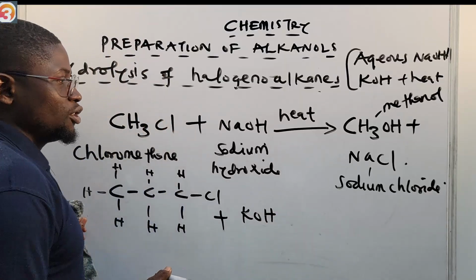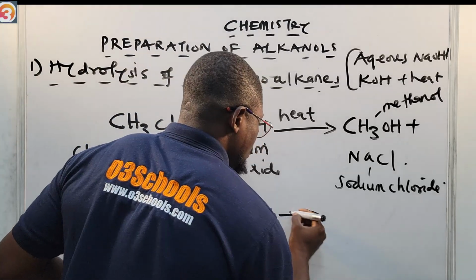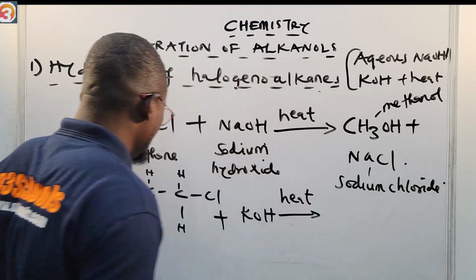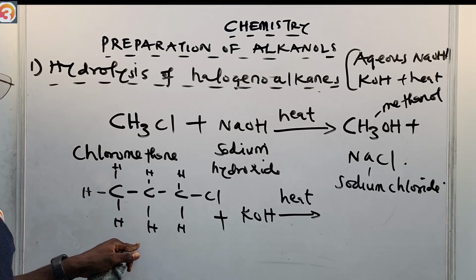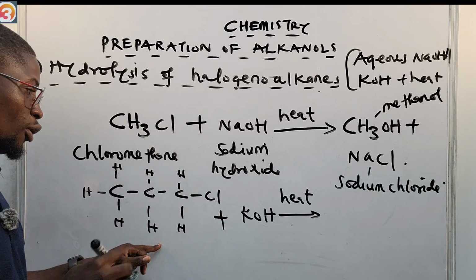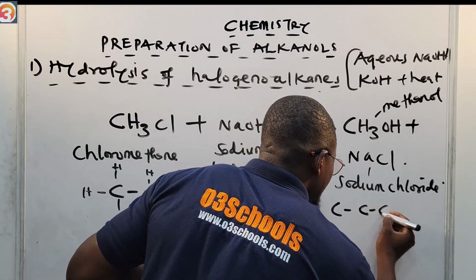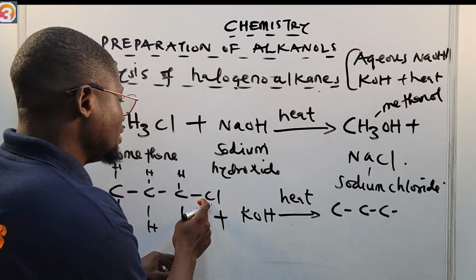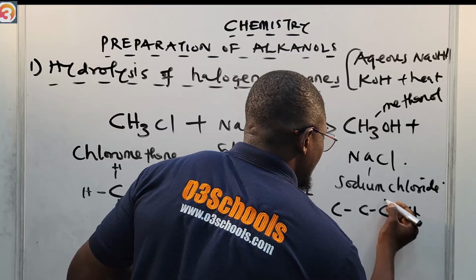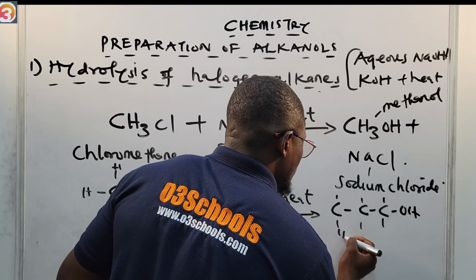Also the same condition, in the presence of heat. What are we going to have? We are going to have an alkanol that has 3 carbon atoms. So here, instead of this Cl, now I'm going to have OH. We can now complete our structure. H.